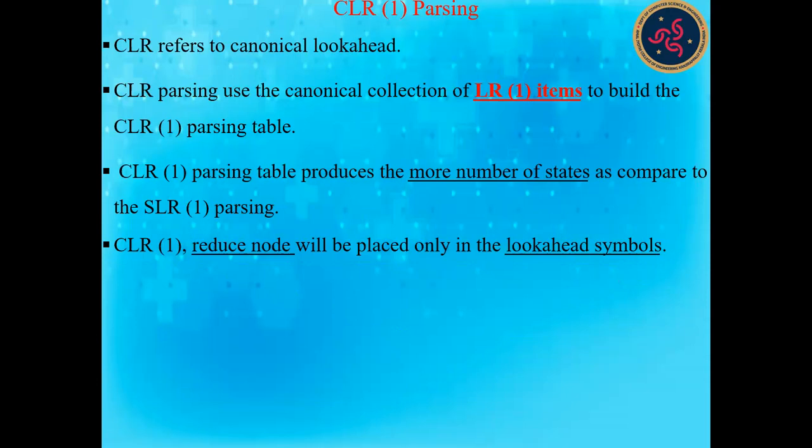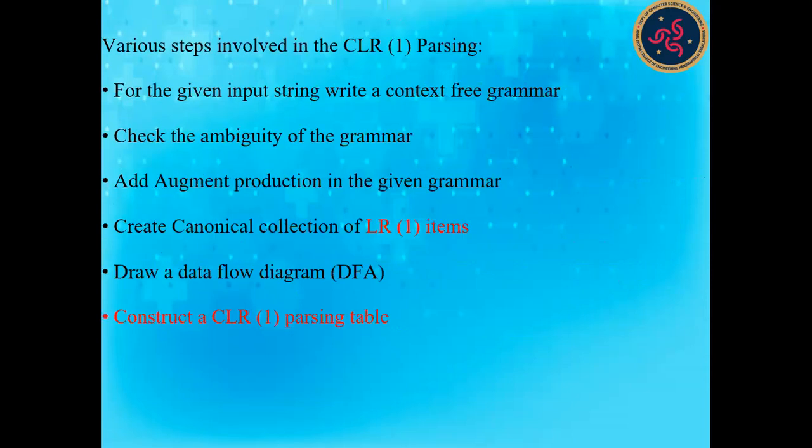Next, what are the various steps involved in CLR parsing? The steps are the same as for SLR as well as LR parsing. The only difference is that we need to construct a CLR parsing table. Here we have to construct the LR0 and LR1 items. For LR1 items, we have to create the LR0 items first. LR1 means LR0 item plus a look ahead, right? These are the various steps involved in CLR1 parsing.